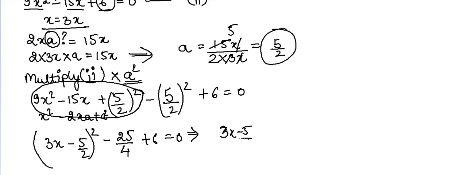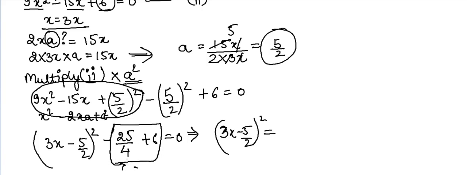Now you can write it as (3x minus 5 by 2) whole square is equal to, and now you can solve it. How will you solve this part? You will take 4 as the common LCM: minus 25 plus 24, which is minus 1 by 4. The minus is taken to the other side, so this will be equal to 1 by 4. Now what you have to do, if you see this, is take the square root.